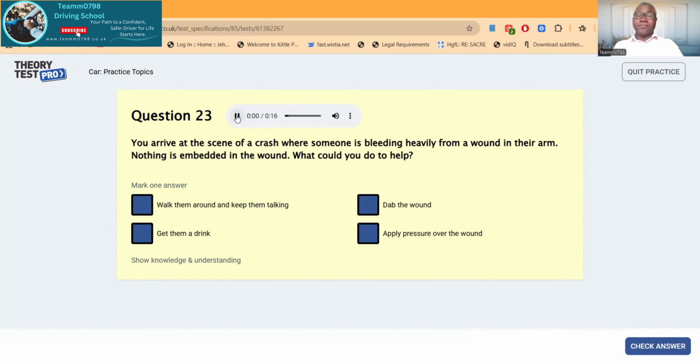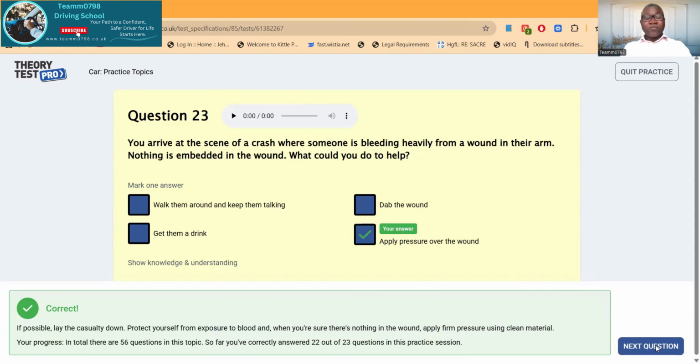You arrive at the scene of a crash where someone is bleeding heavily from a wound in their arm. Nothing is embedded in the wound. What could you do to help? Walk them around and keep them talking. Dab the wound. Get them a drink. Apply pressure over the wound. So applying pressure on the wound will gently reduce the blood gushing out. Put pressure on it to stop the bleeding.